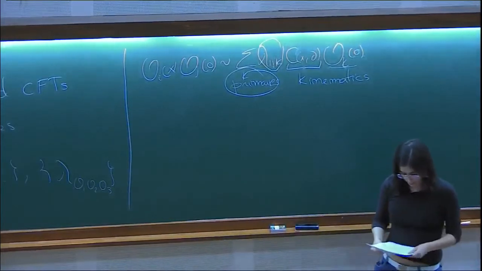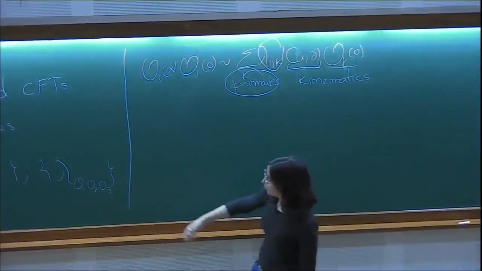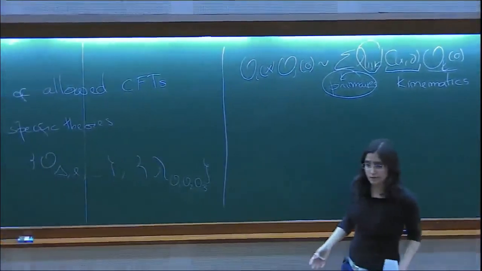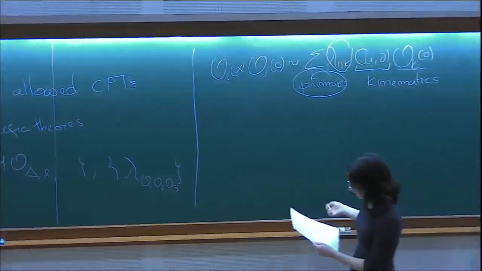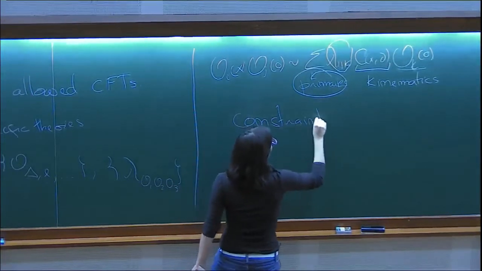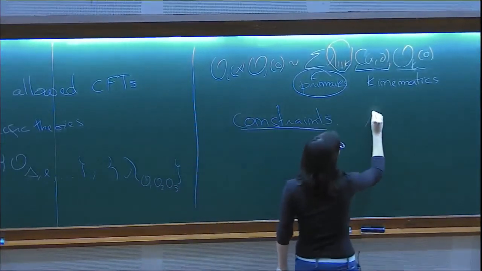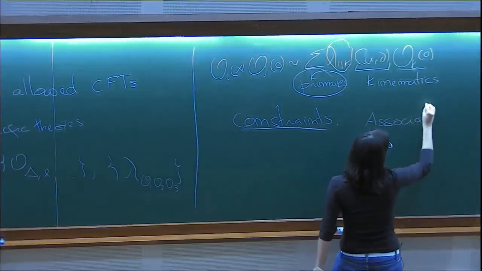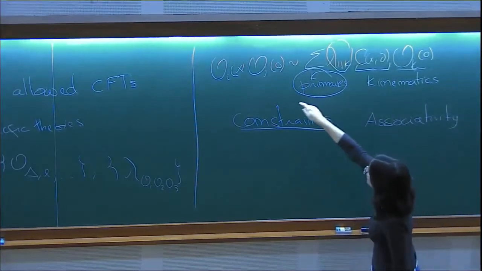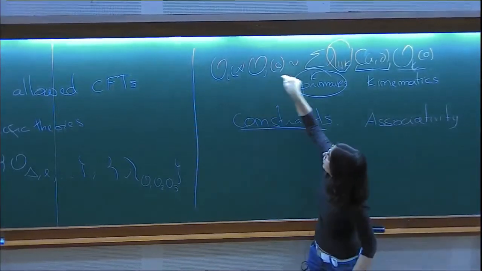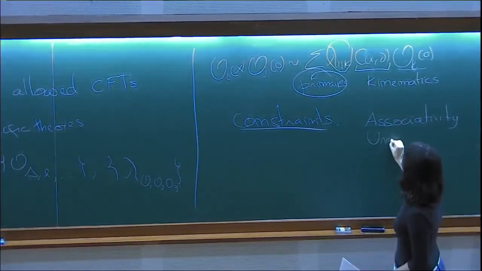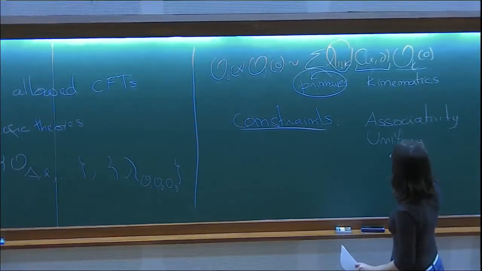And now the idea of the bootstrap is that not anything goes. If you just give me a set of operators and a set of these numbers, in general, they will not define a consistent CFT. And so there are strong constraints imposed by associativity of the operator product algebra. So this operator product algebra should be associative. If I take 3 operators, it shouldn't matter which ones I fuse first. And I will be interested in unitary theories. So this is another constraint to impose.